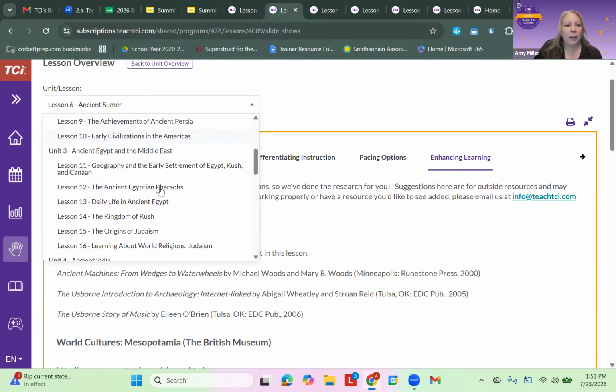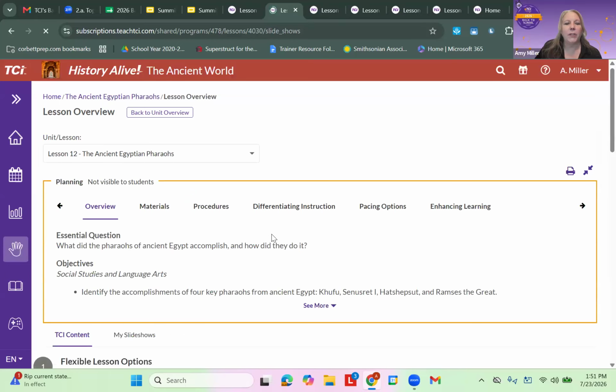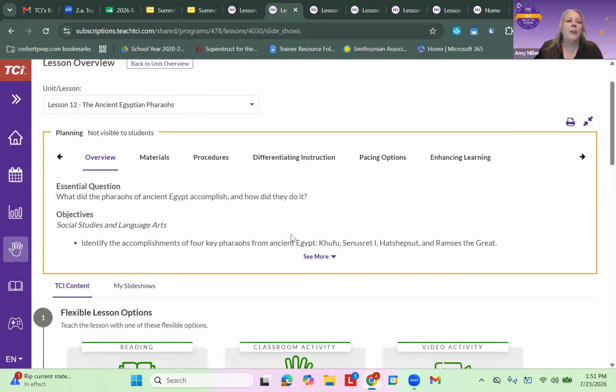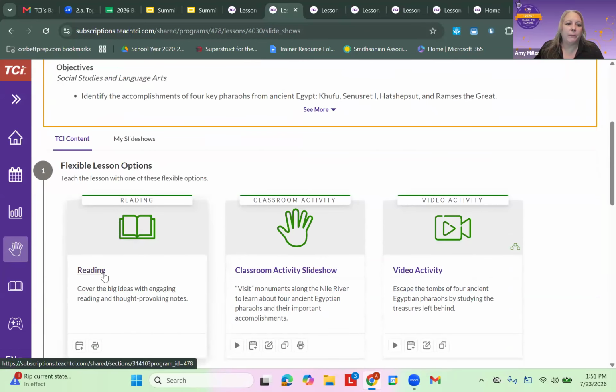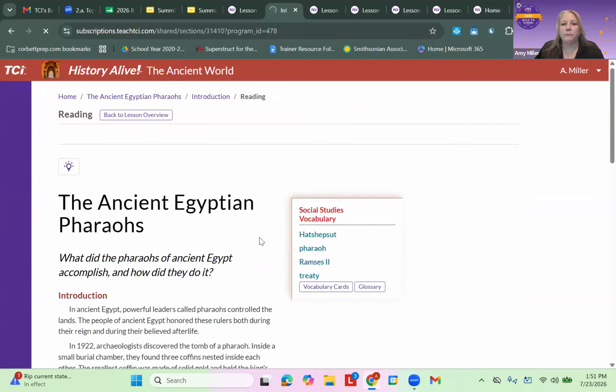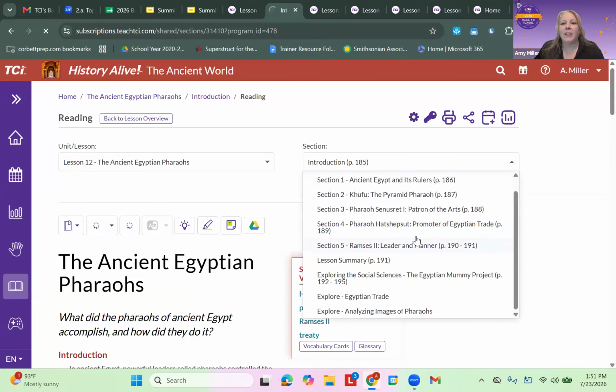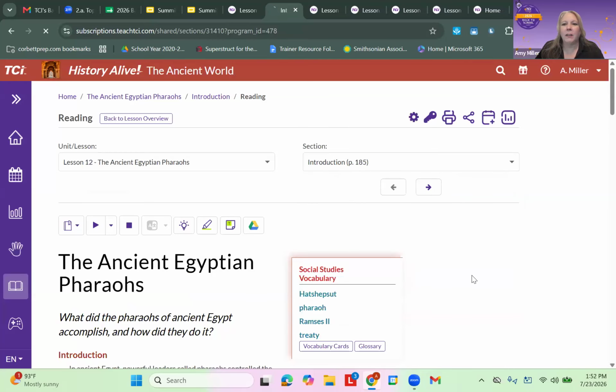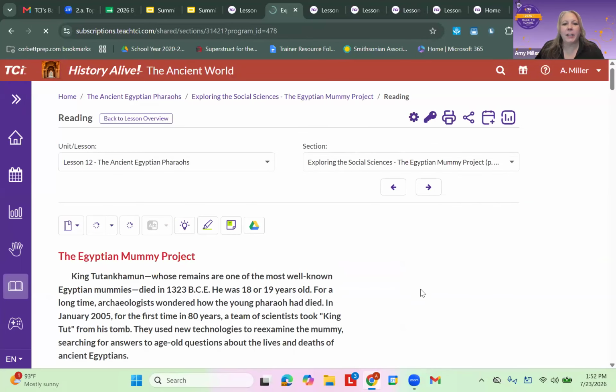I could go on and on about these different components within each lesson that help our students not just learn about the past, but keep it related to the future. Another way that we can do that within these top 10 lessons is by going into the readings themselves. So I'm going to show you in the ancient Egyptian pharaohs. I'm going to click on the reading and take you in here. And the exploring social sciences in the ancient Egyptian pharaoh takes kids from the BCE time period and what that can look like in today's world.